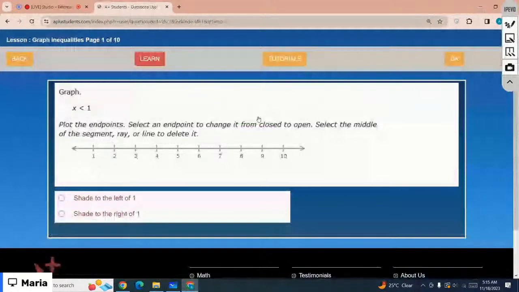Okay, x is less than 1. Shade to the left of 1 or to the right of 1, which is the correct option? Sorry, shade to the left of 1. So x is less than 1. That means you have to shade the left of the 1. On the left hand side of the 1, you have the numbers that are less than 1. So that is shade to the left of 1.